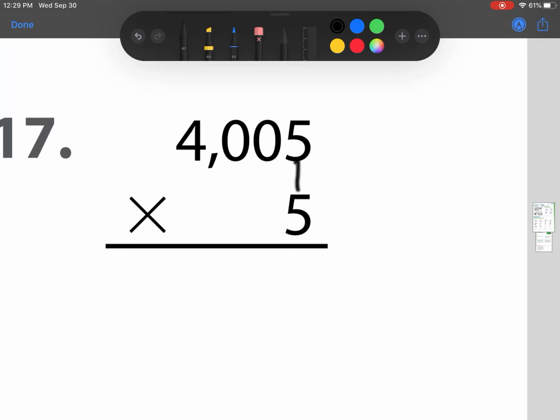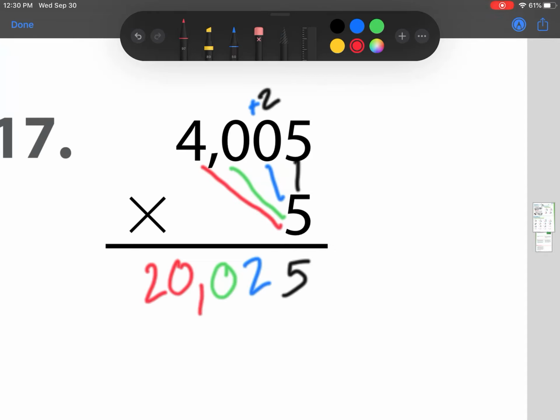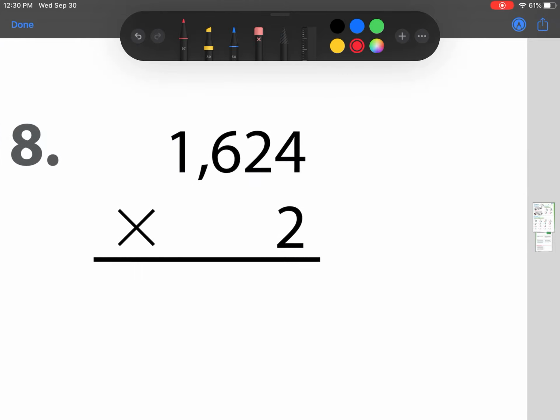Number 5. 5 times 5 is 25. Regroup that 2. 5 times 0 is 0, plus 2 is 2. 5 times 0 is 0. And lastly, 5 times 4 is 20. For 20,025. We have just 5 more of these problems.